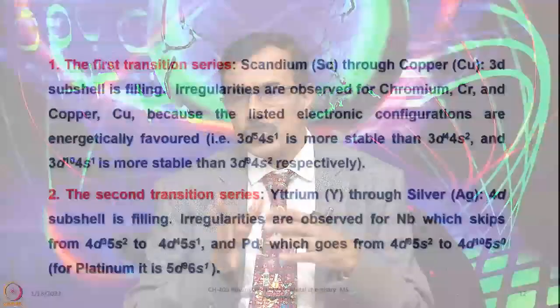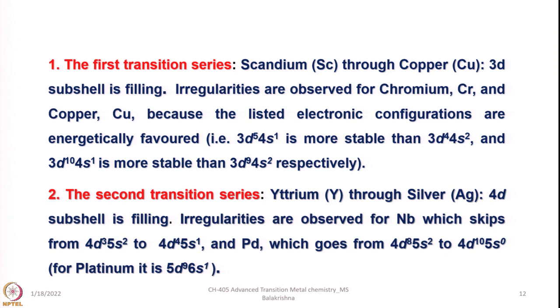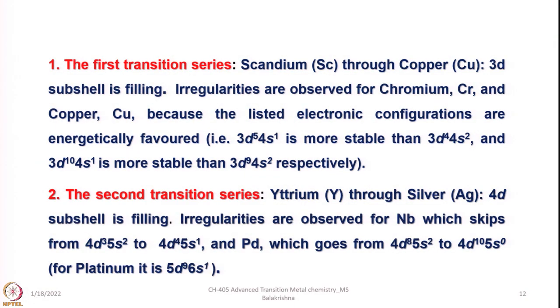When we look into the second transition series, we go through yttrium to silver and again the 4D subshell is filling. Irregularities are observed for niobium, which goes from 4D3 5S2 to 4D4 5S1, and palladium, which goes from 4D8 5S2 to 4D10 5S0, as I mentioned. In niobium's case there is no obvious benefit for stability, and the reason is not clear why it has 4D4 5S1 instead of 4D3 5S2. Probably to facilitate more metal-metal bonding.